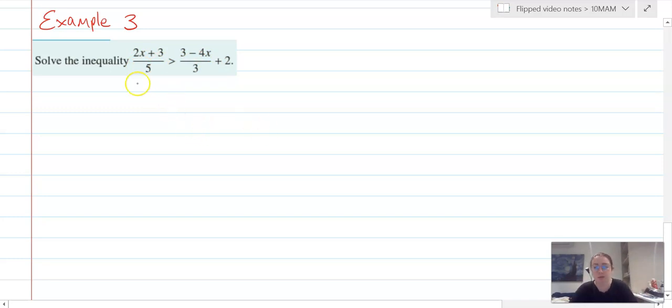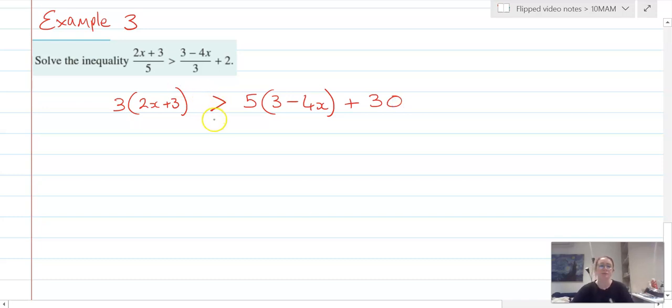So we're effectively multiplying by 15, but we're going to have 3 outside of 2x plus 3 is greater than 5 outside of 3 minus 4x, and that 2 gets multiplied by 15 is going to become 30. So same principles apply for setting out. You want your inequality to be lined up down the page, just like you would with an equals sign. We're going to expand these brackets to be 6x plus 9 is greater than 15 minus 20x plus 30.